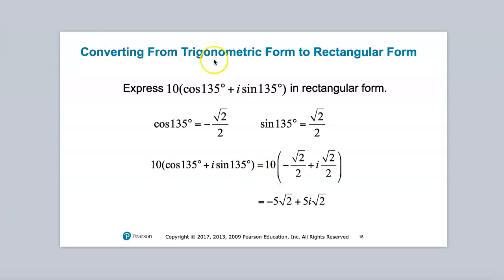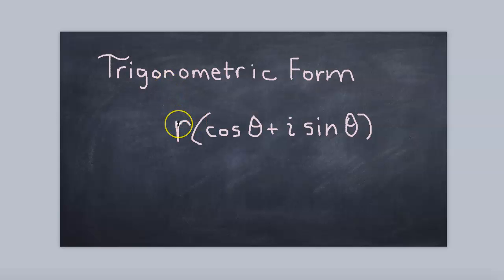Okay, let's look at how to convert from trigonometric form to rectangular form. First of all, what is trigonometric form? Trigonometric form is the form r times cosine theta plus i sine theta. Sometimes it's also written as r cis theta. And the cis represents cosine, i, and sine, and theta. But we're going to go ahead and just look at this first version right here for starters.